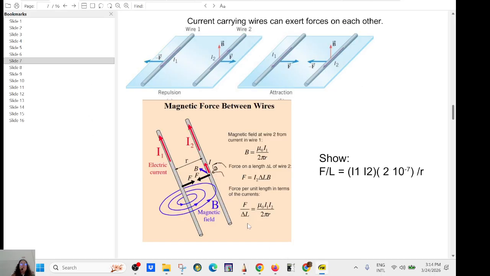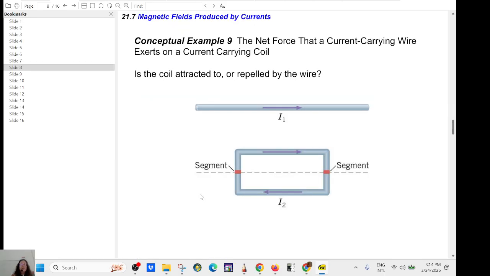So two electric wires interact with each other because they both produce magnetic fields, and the magnetic fields interact with each other. Okay, so I think there is one question like that for test number 3. I'm going to give you some time to think about it.